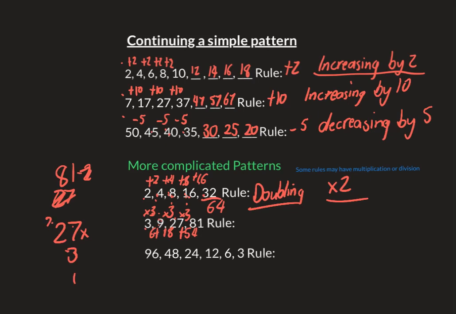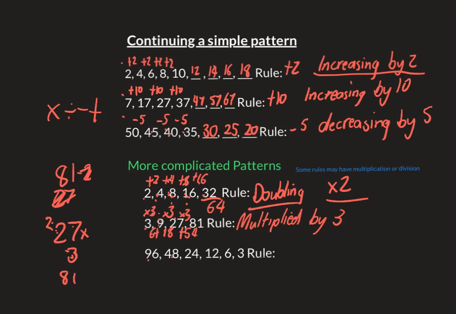21, there's a 2 there. 3 times 2 is 6, plus that is 81. Okay, so the rule must be that each number is being multiplied by 3. Now, some things don't look that easy, okay? But just think about that there could be a combination of multiplication, could be division, could be subtraction, or it could be addition. Okay, so always be checking that out.